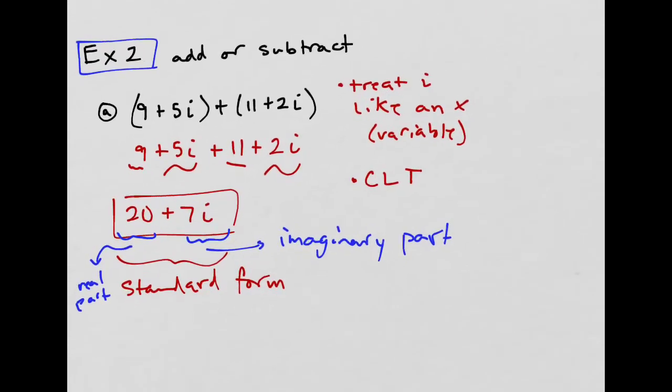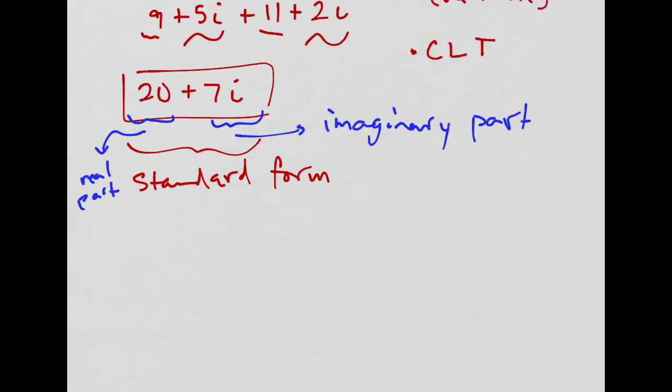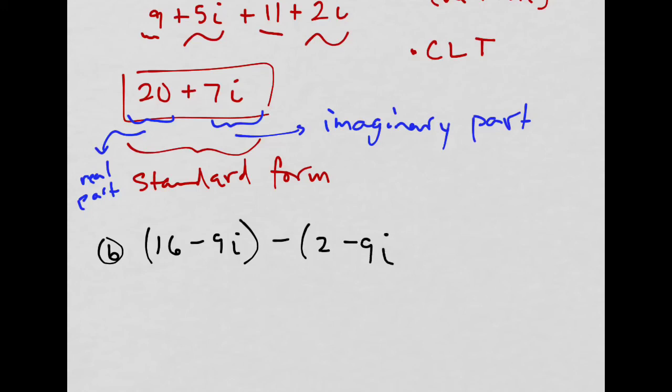Let's do another one of those. That was easy. Alright, let's see. So that one was like number 21 and 23, 24, 25 even. Let's do a subtraction. Let's do something easy, but still a tiny bit different. So let's do subtraction, and then I have 2 minus 9i.